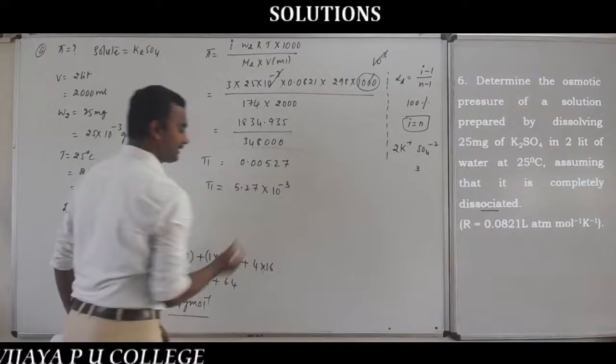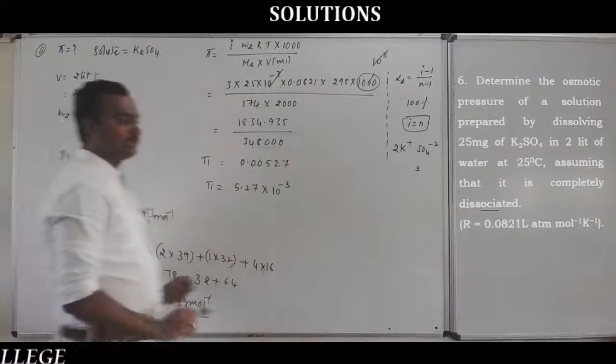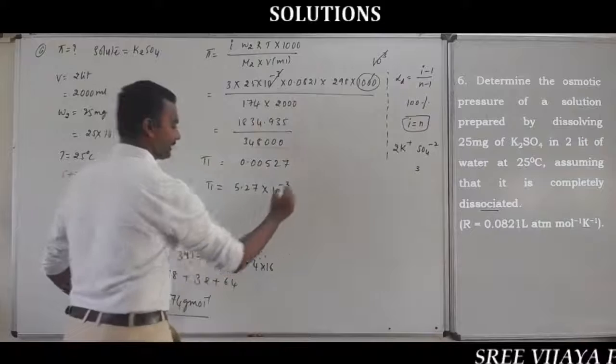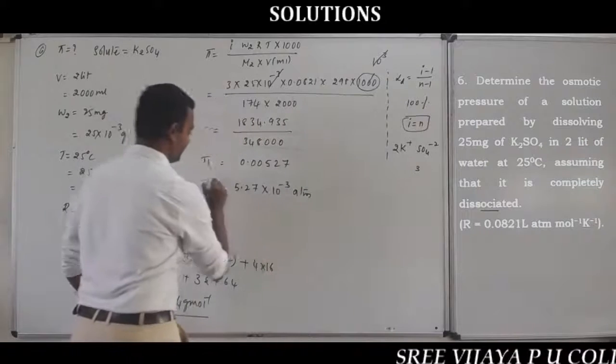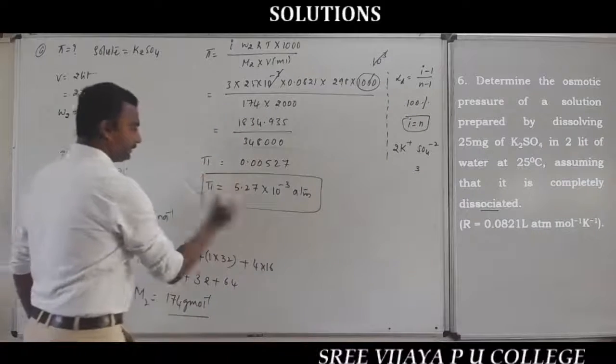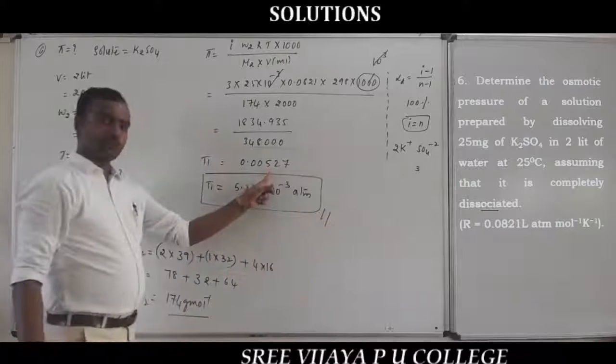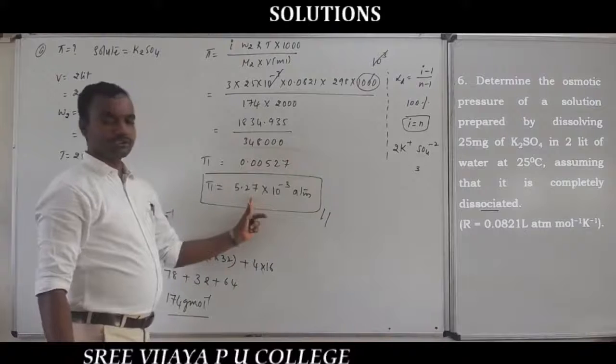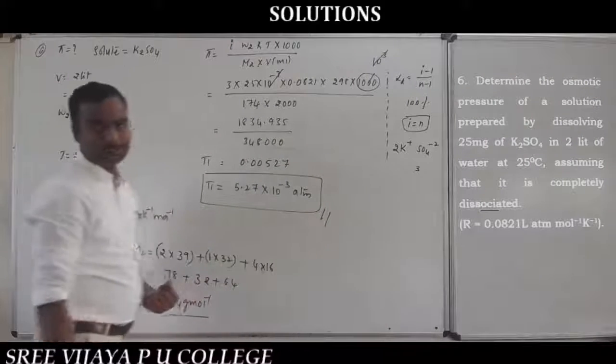Then what is the unit of pi here? The R value we put here is given in atmosphere. Therefore the unit of pi is also atmosphere. So the answer is pi is equal to 0.00527 atmosphere, and in scientific notation, 5.27 into 10 power minus 3.